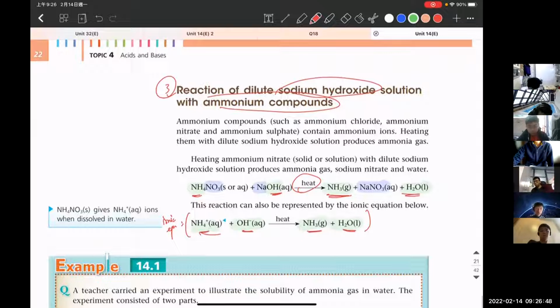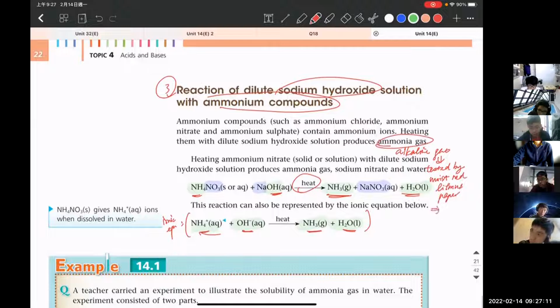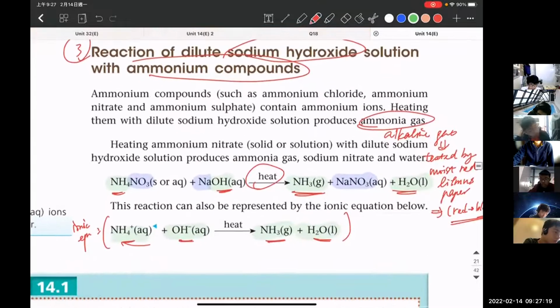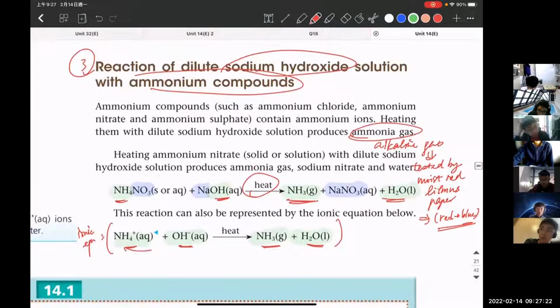If you want to test for the production of ammonia gas, it is the only alkaline gas in DSE. So you are going to test it by what? Moist red litmus paper. The observation: the red paper turns blue. So this is the proper test for the presence of ammonia.